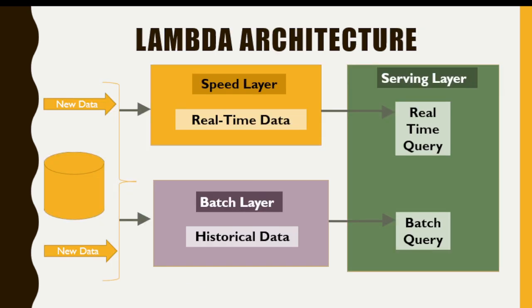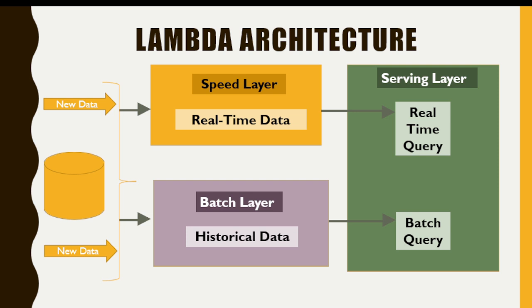Now let's discuss the different types of big data architecture, including the three popular ones: Kappa, Lambda, and Microservices Architecture. You will learn about the differences between these architectures and the advantages and disadvantages of each one.